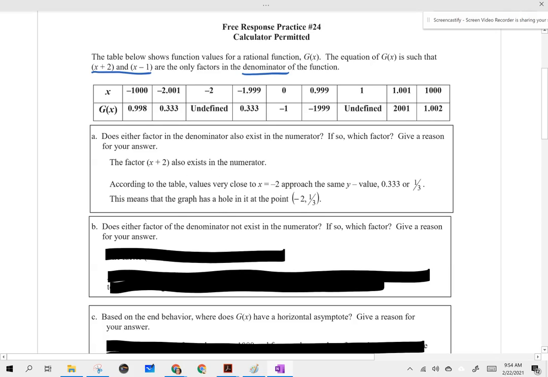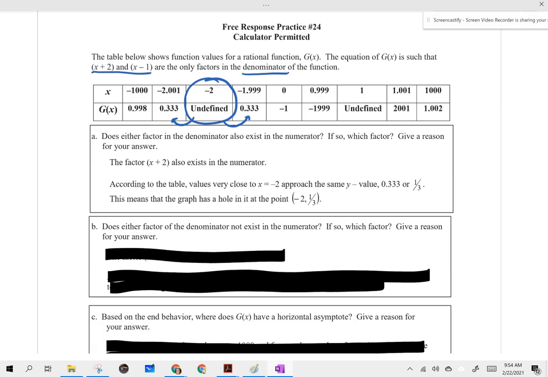All right, so the factor x plus 2 also exists in the numerator. That's going to be this guy right here. And how can we tell? We need to look to the left and to the right and see what value it is approaching. According to the table, values very close to x equals -2 approach the same y value, which is 1/3. This means that the graph has a hole in it at the point -2, 1/3.